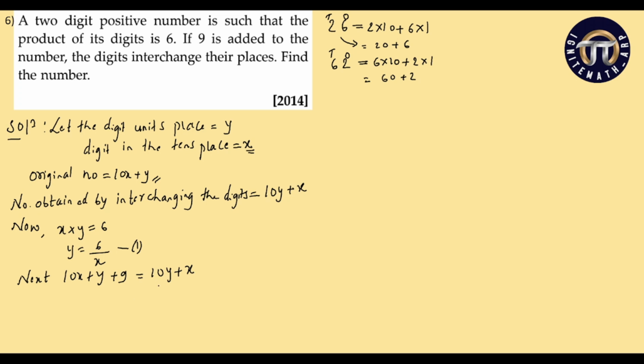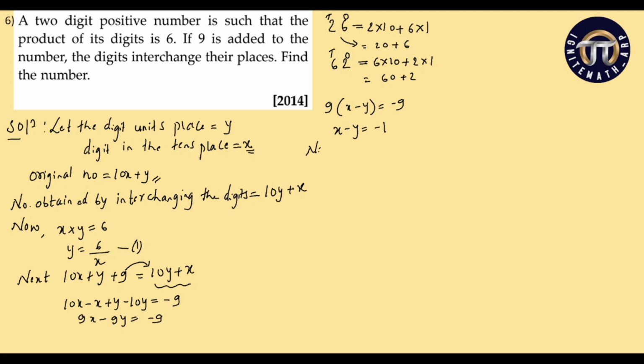Clear? So when I bring these two on the other side, it becomes 10x minus x plus y minus 10y is equal to minus 9. I will take this plus 9 to the other side. So I can write this as 9x minus 9y is equal to minus 9. So later, if 9 is taken common, x minus y is equal to minus 9. When I take this 9 to the other side, x minus y is equal to minus 9 by 9, equal to minus 1. Clear, children?